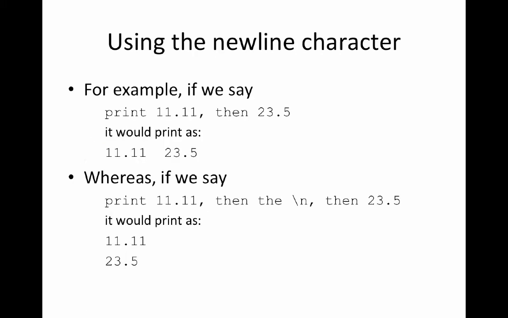So here's an example of using the new line character. If we say, for example, we want to print 11.11 and then 23.5 without a new line, then it would all print on the same line. So we'd get the 11.11 and then the 23.5. On the other hand, if we said, I want to print 11.11 and then the new line and then 23.5, then it would print the 11.11. Printing the new line would move the cursor down to the next line, and that's where we would print the 23.5. So again, when you print the new line character, it moves the cursor down to the next line, so the next thing that you print will be on the next line.